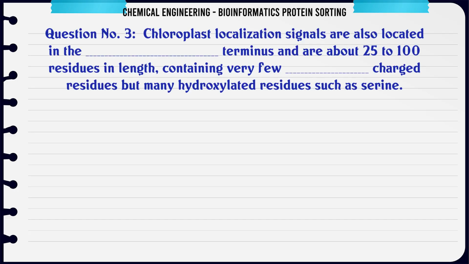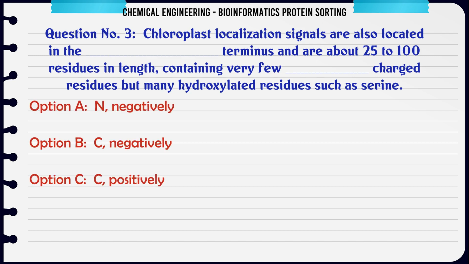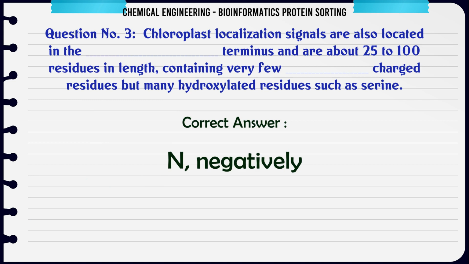Chloroplast localization signals are also located in the N-terminus and are about 25 to 100 residues in length, containing very few charged residues but many hydroxyl residues such as serine. A. N, negatively. B. C, negatively. C. C, positively. D. N, positively. The correct answer is N, negatively.